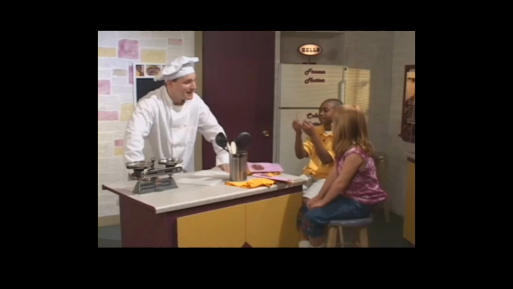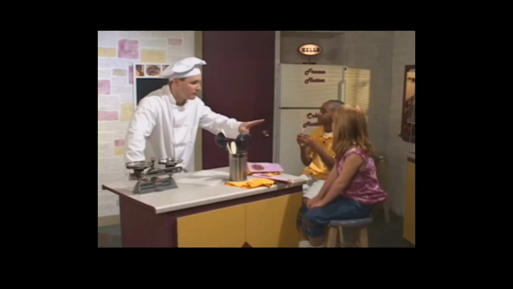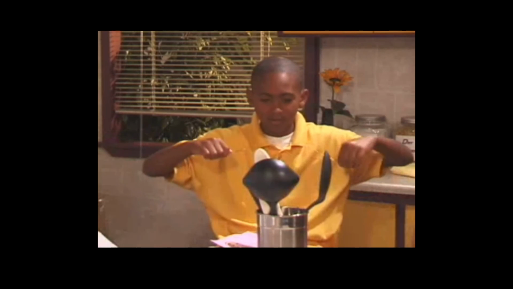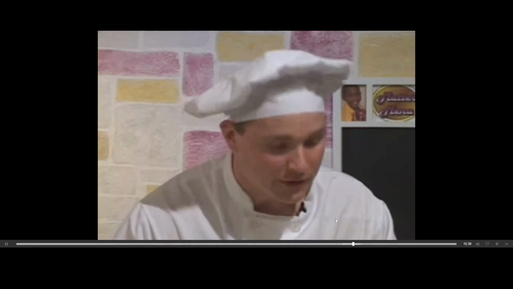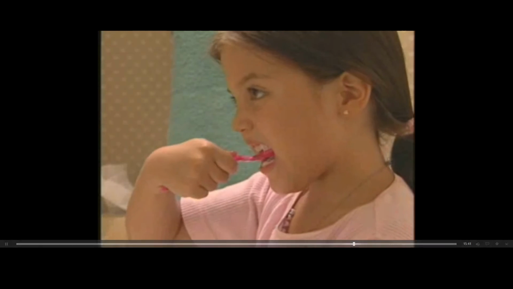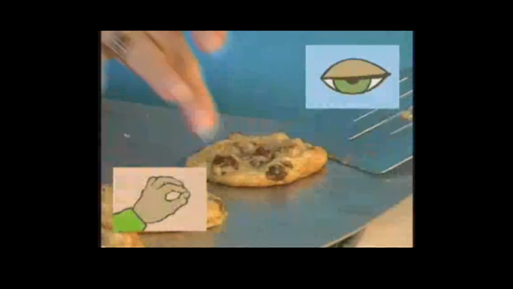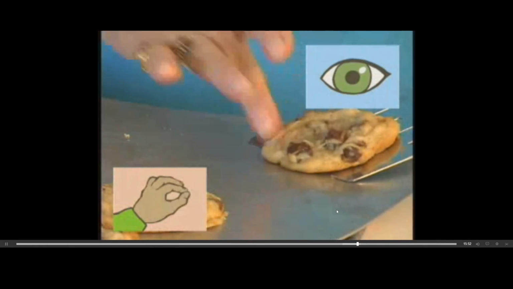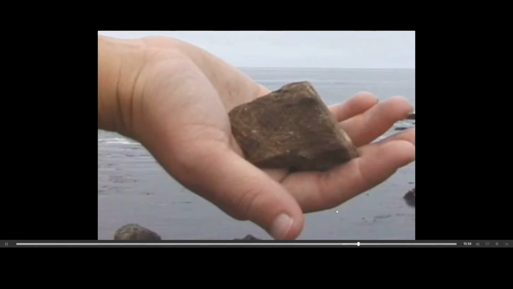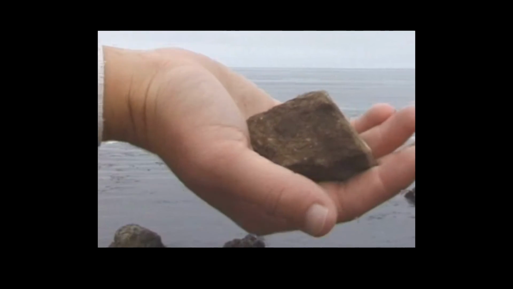Good job. Now, could the wire do that by itself? No. We use solids every day. They're very important. You brush your teeth with a toothbrush. You sit in a desk at your classroom. Read from a book. Play with your toys. We can see and touch solids. Solids are one form of matter in our world.